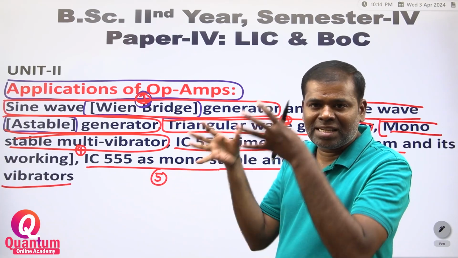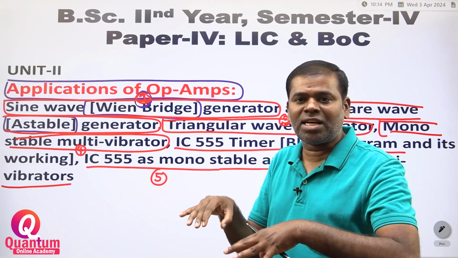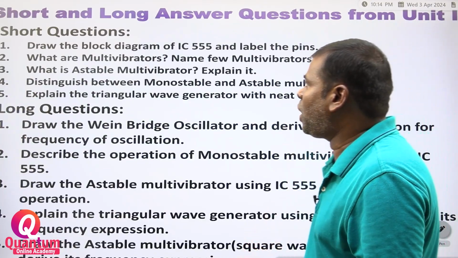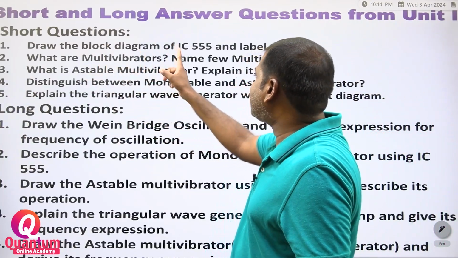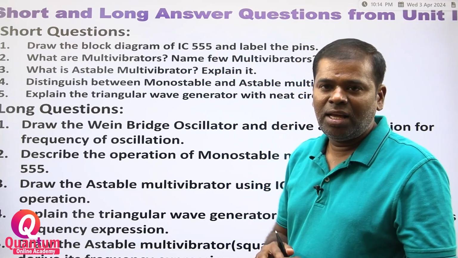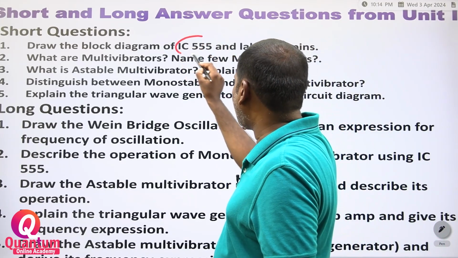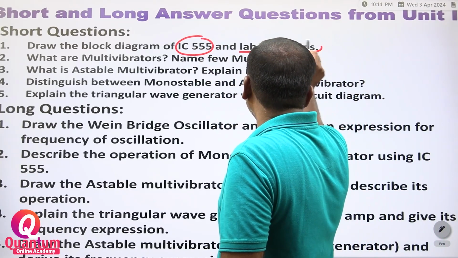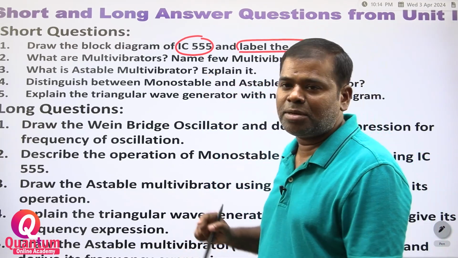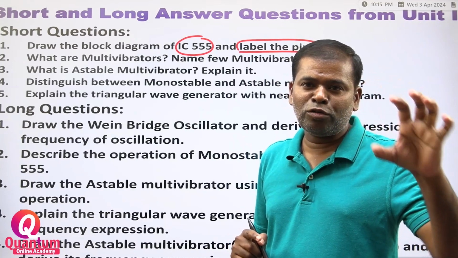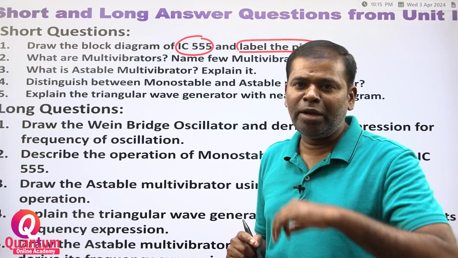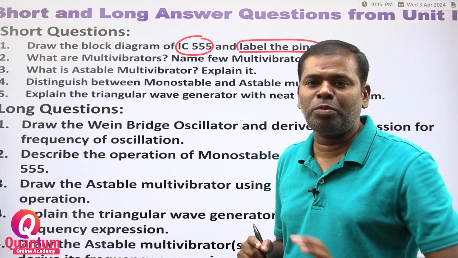These 5 topics consist of short questions and long questions. Let us see how the questions will come from the second unit. Draw the block diagram of IC 555 and label the pins. You have to draw the block diagram with labelled pins. It is an 8 pin diagram. In IC 555, you have to show which pin is given to the source, which to the ground, which is the input voltage, and which is the output voltage.